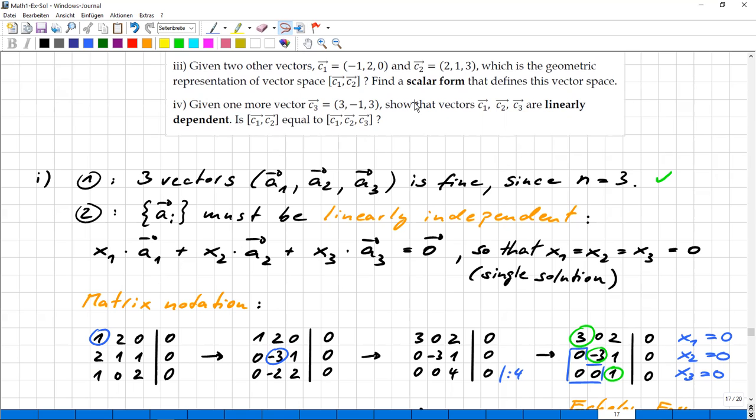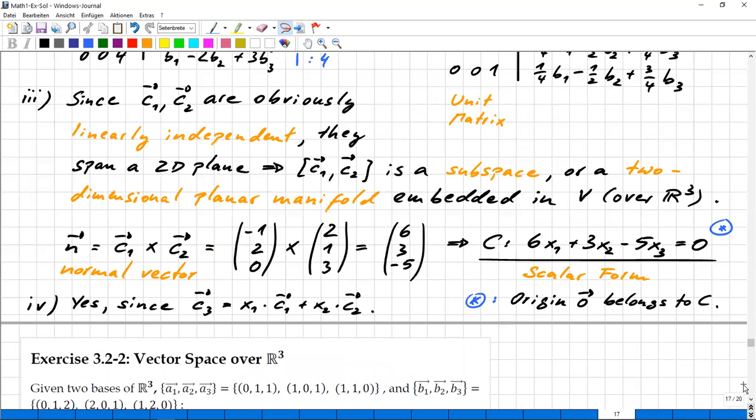Actually, it should be shown that they are linearly dependent, and this is what I missed. Okay, so this is a very short answer. Yes, since it's a fact that the third one is a linear combination of the other two, they are linearly dependent. But you see, I had run out of space here, and then I forgot to show that they are linearly dependent. I hope we can just leave it away for now.